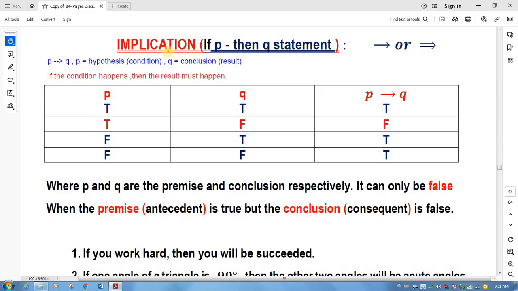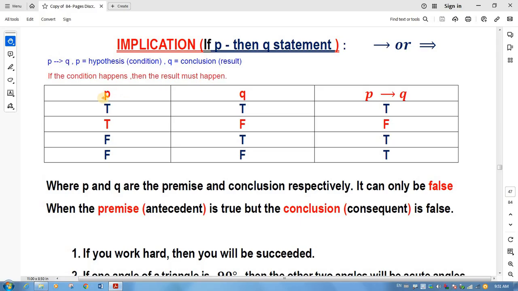For this implication we use the symbol this one or this one. We read P implies Q. The first one is hypothesis or condition. The second one is conclusion or result. If the condition happens, meaning if the first one happens, then the result, the second one must happen.